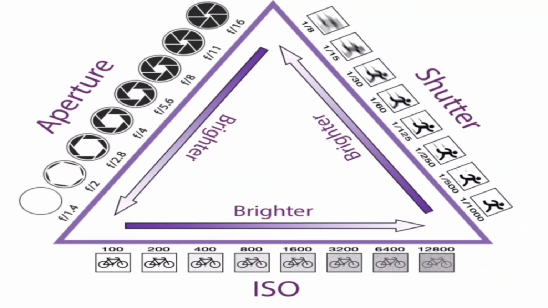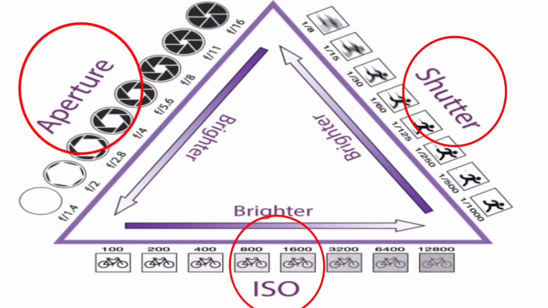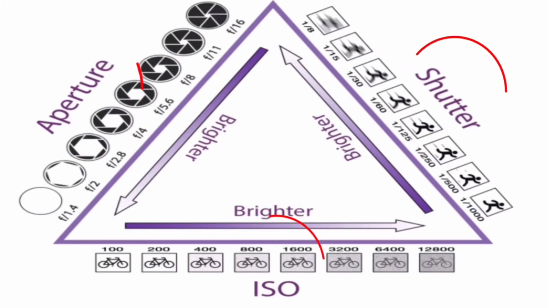If you want to be a photographer, you need to learn and understand the basics. Let's start with the exposure triangle. The exposure triangle in photography is a principle that determines the amount of light that reaches your camera sensor. It has three main parts: the shutter speed, aperture, and ISO.